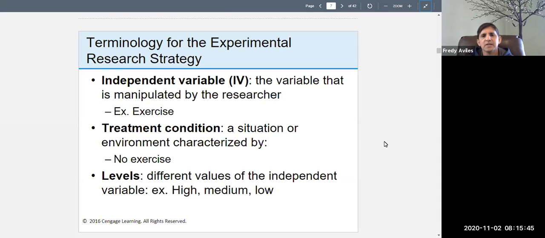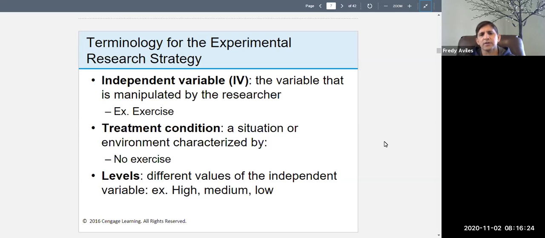I'll give you another example. The independent variable could be alcohol, and you can vary the amount of alcohol. So alcohol, no alcohol would be treatment conditions. You can create different treatment conditions. And levels are different values of the independent variable. You can have different levels of the independent variable. You can have high alcohol, medium amount of alcohol, low alcohol, or in keeping with this example that we have written here, there could be a high amount of exercise, medium amount of exercise, low amount of exercise. Those are the levels.